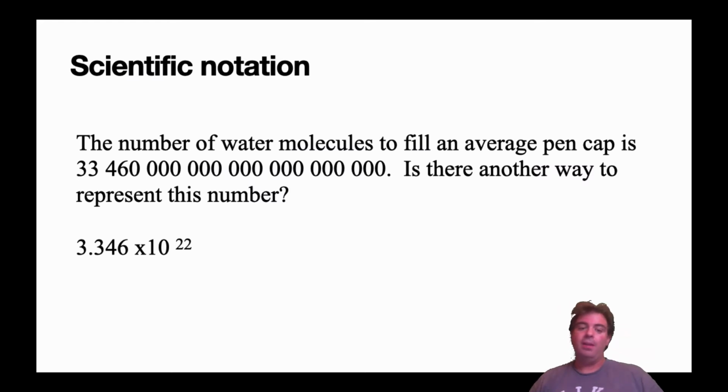By the way, does anybody know how to even pronounce this number? It is 33 sextillion 460 quintillion. That is a mouthful. If we had to enumerate numbers in that fashion every time, it would take forever. So scientific notation takes very large numbers and breaks them down into smaller, more manageable parts.